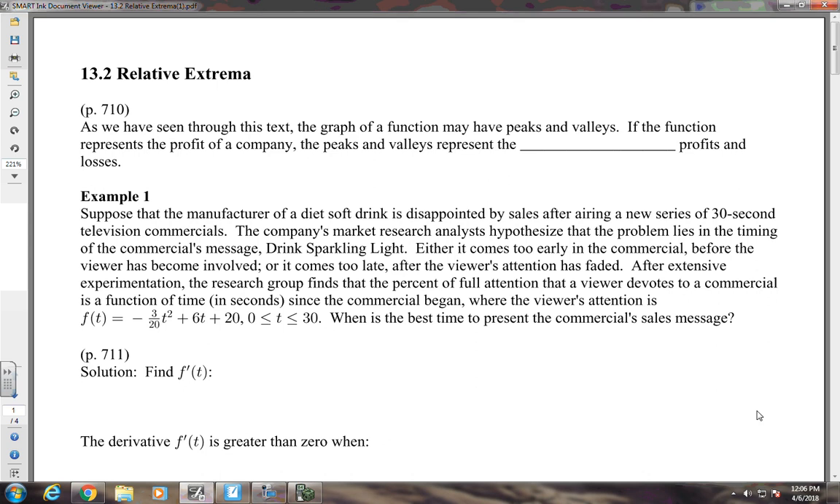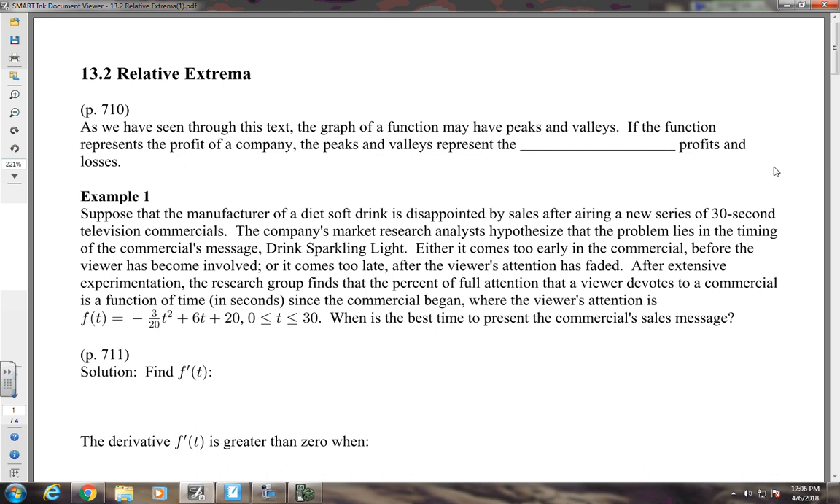In section 13.2, you're going to take what you learned from section 13.1 about how to determine if a function is increasing or decreasing, to also use that information to identify relative extrema. That's a fancy word for finding a maximum or the minimum of a function.